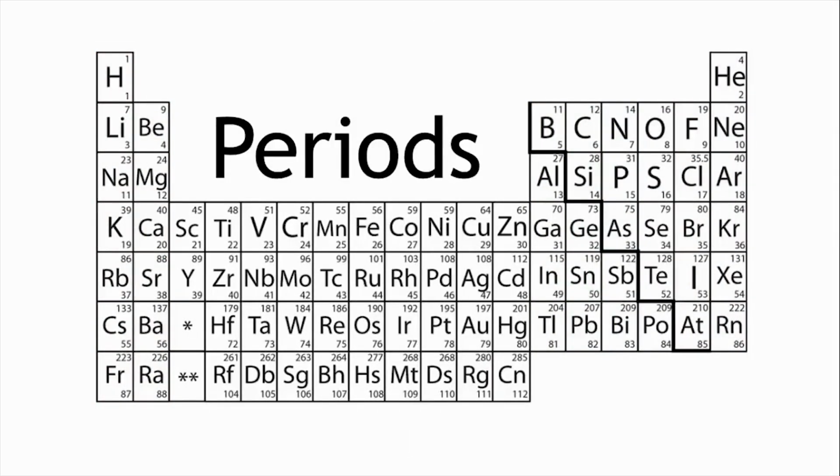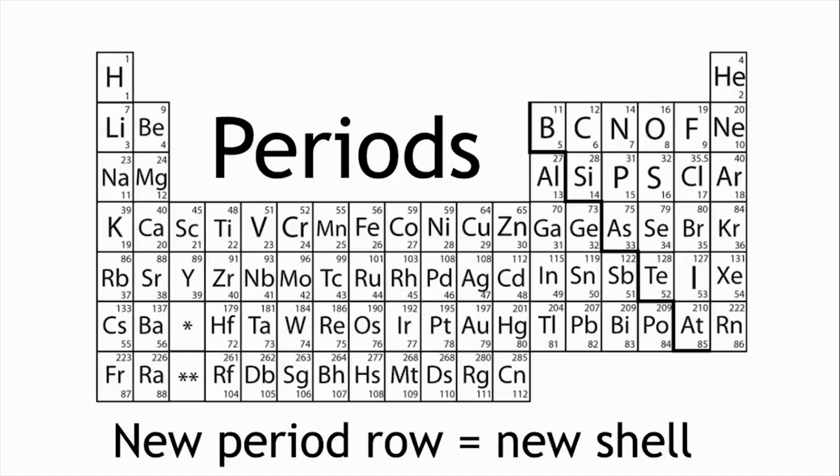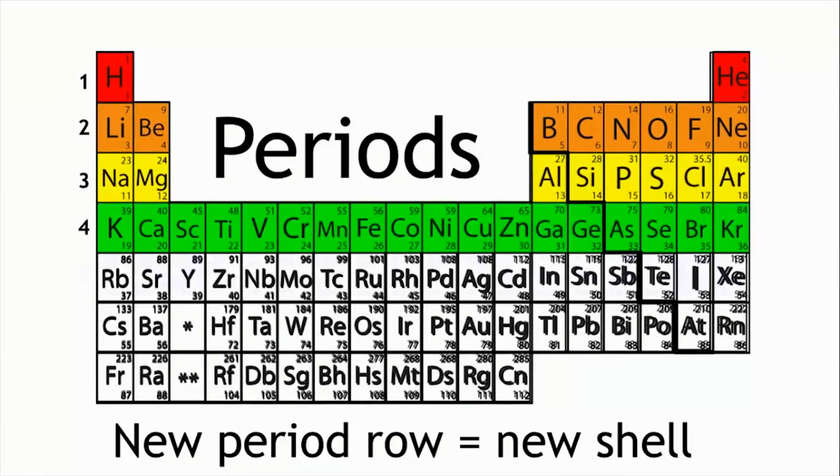Elements in the same period all share something in common. They have the same number of energy shells. Each new period row represents a new shell. Elements in the first period have one shell, and as we go down, the shells increase.